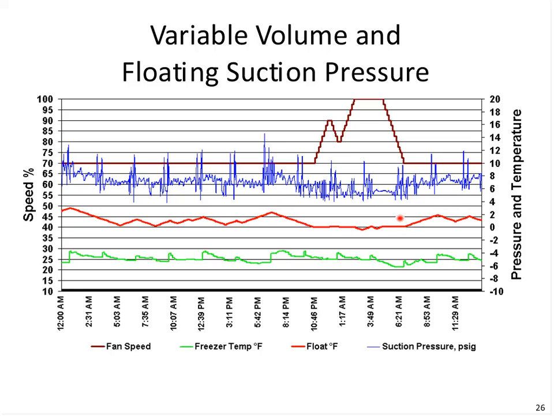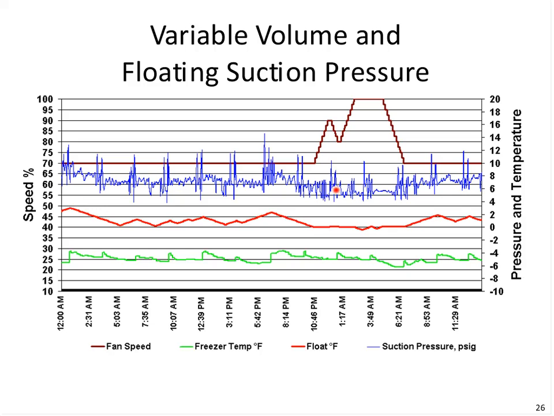This line here represents the degrees Fahrenheit of float. So notice if it's zero right here, we're not adjusting the suction temperature up at all. But at some times, notice here, we're getting as much as two, three degrees, or even close to 4 degrees of float. This would be setting the suction pressure set point up coming to the compressor.